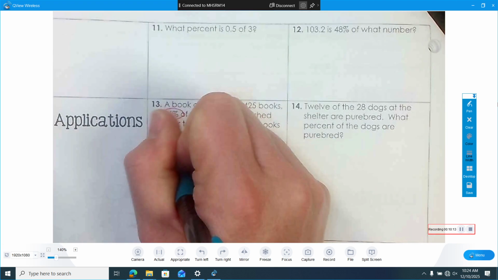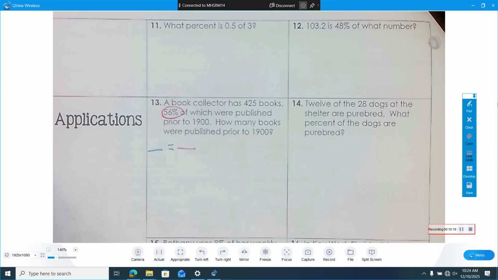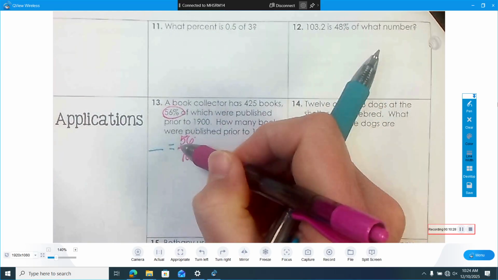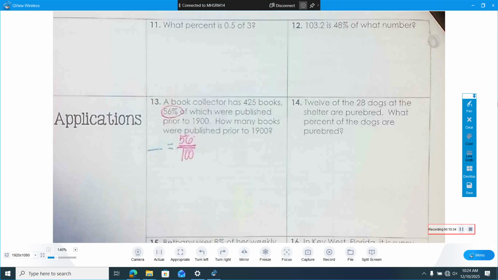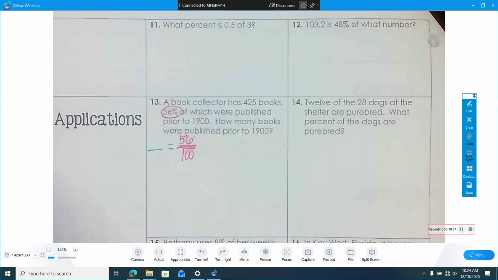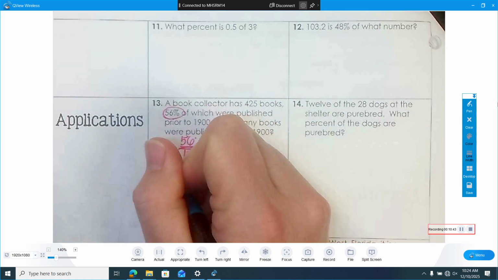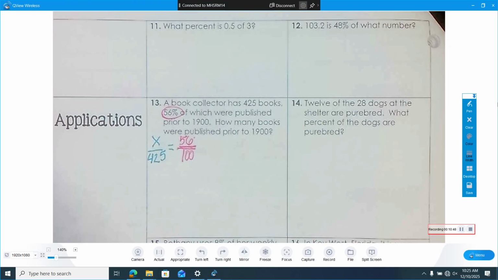Let's see. I have to set up a proportion here. What can I do with that 56%? 56 over 100, sure. 56 out of 100, percent. 56% per 100. So there's one side. He has 425 books. That would be the total amount that he has. He has a whole amount of 425 books, and we want to figure out how many were published before 1900. So there's our setup for this problem.